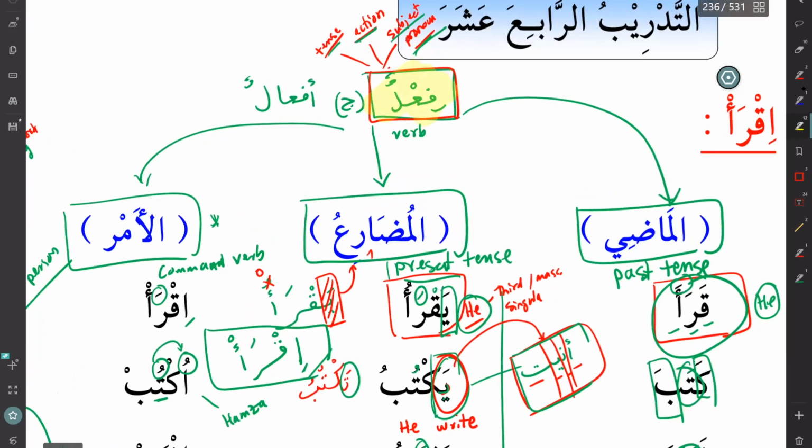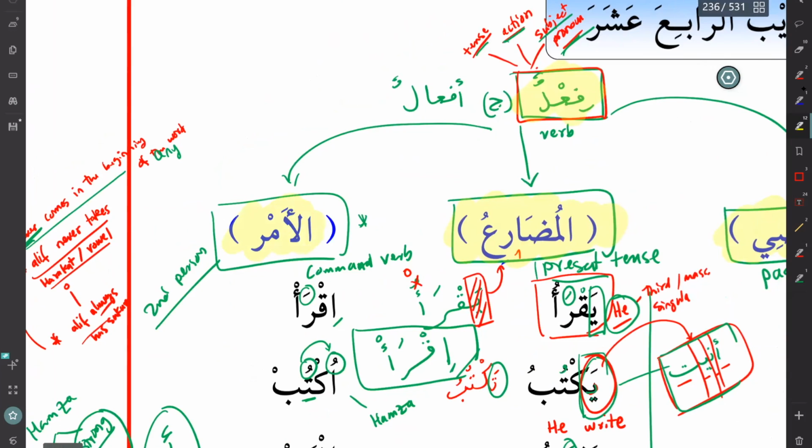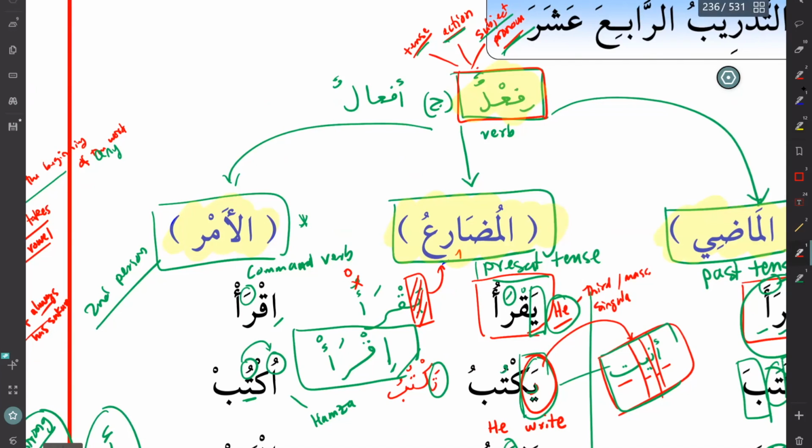is that we have a verb, and there are three types of verbs. Al-madi is the past tense, al-mudare is the present tense, and al-amr is the command verb. And if you're wondering about what happened to the future tense, we use the present tense to indicate the future tense, something inshallah we'll be talking about in the future.